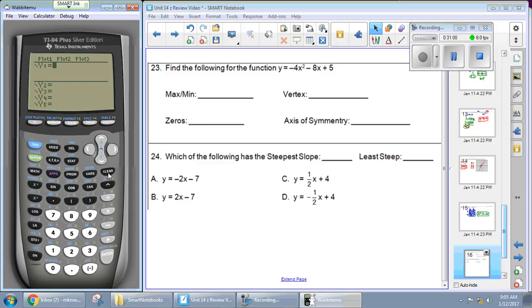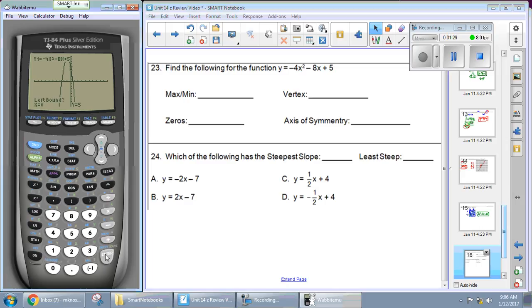So I'm going to go ahead and put that in y equals in my calculator. Negative 4x squared minus 8x plus 5. So now I'm going to go to my graph. For my max or my min, remember this is the top or bottom of my parabola. So I have a max right here at the top. So to calculate that, I'm going to press second trace and go down to maximum, number 4.